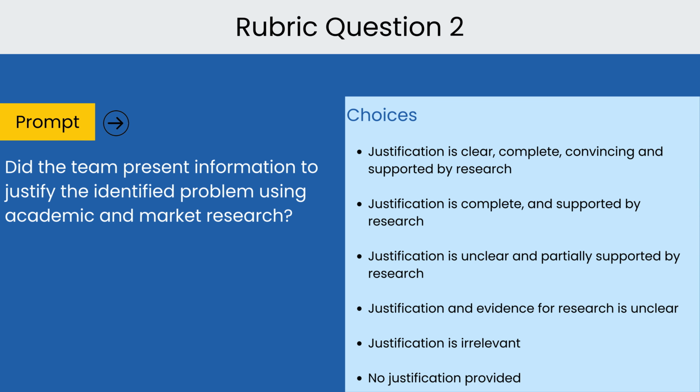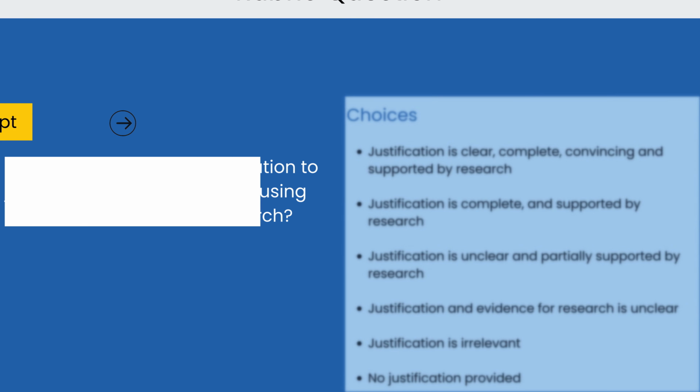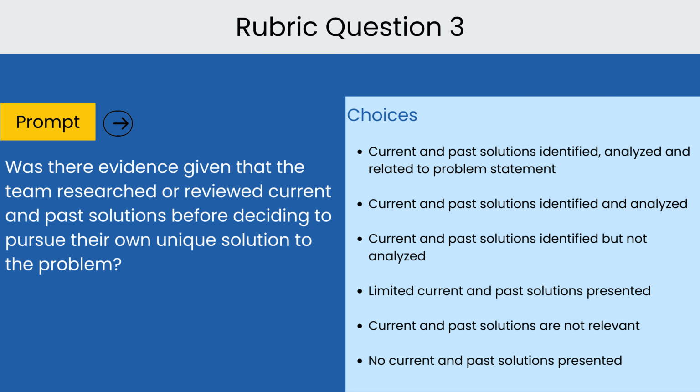Question 2 is about justifying the problem statement. Teams should convincingly make the case that their selected problem is legitimate, using various sources, including academic sources and market research, including surveys. For question 3, teams should demonstrate that they researched and considered current and past attempts to solve the problem. These can be products available on the market or patents for solutions that are not commercially available.